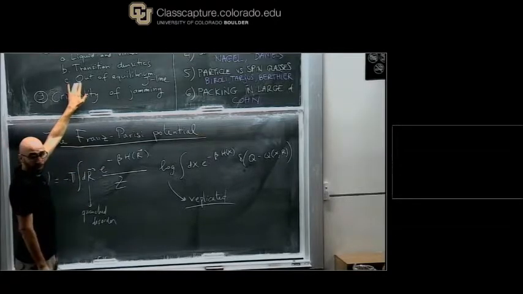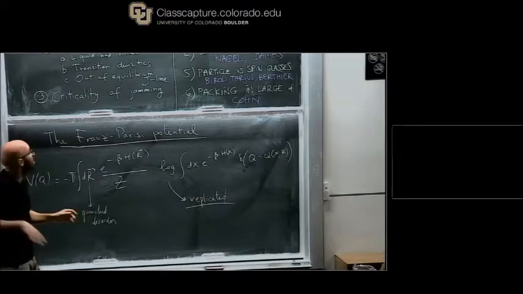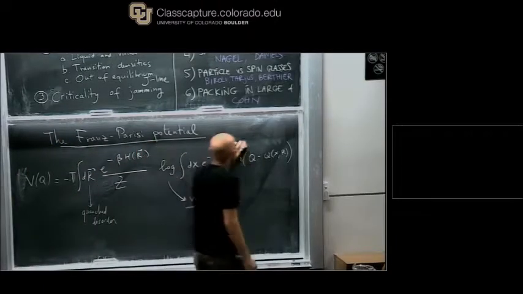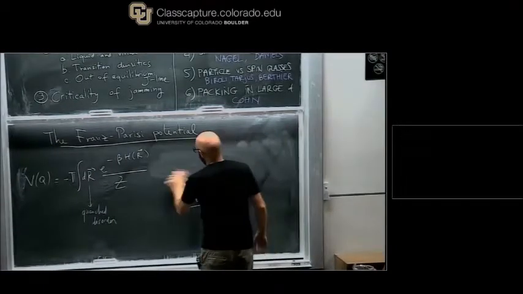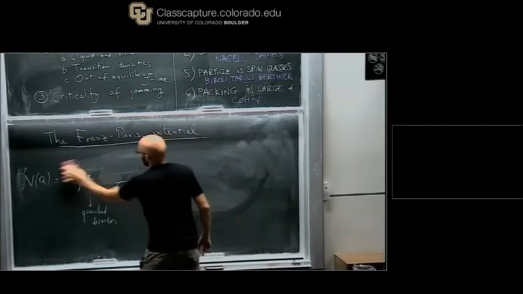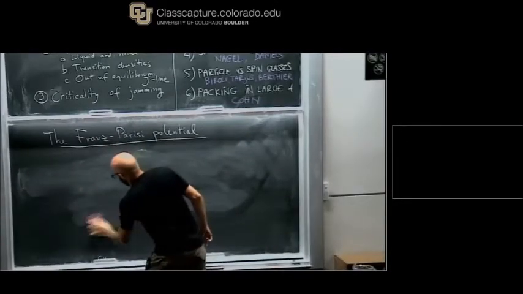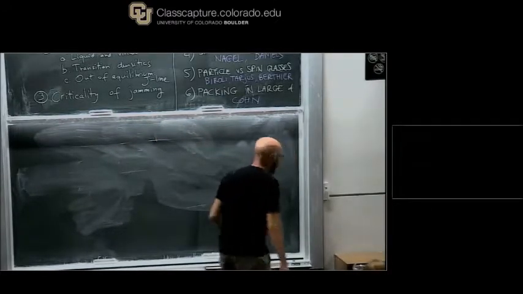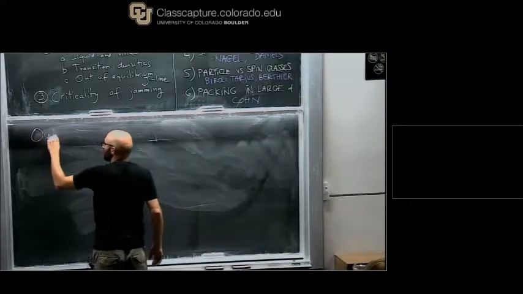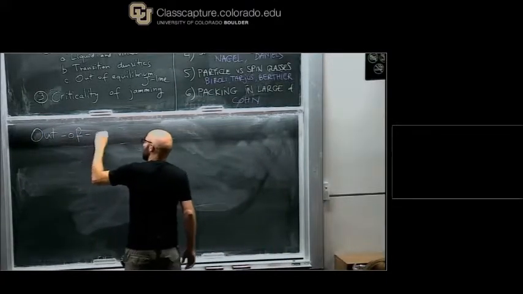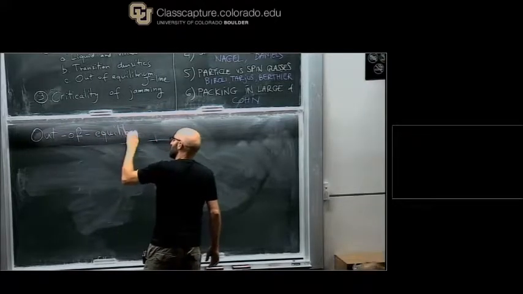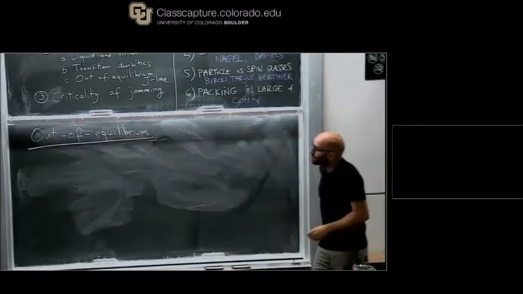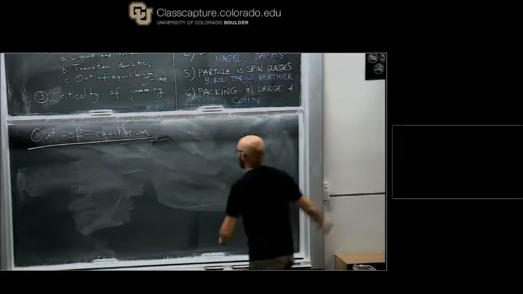One is what happens when you go out of equilibrium, which for the moment I've never discussed, not even in the perceptron. And two, the criticality of jamming. I will be sketchy now because I've been sketchy since the second lecture, but okay. So out of equilibrium. Now this discussion is general, and then I will specialize to the spheres.